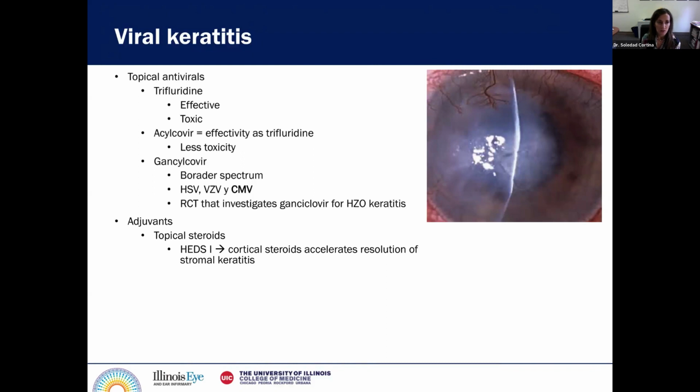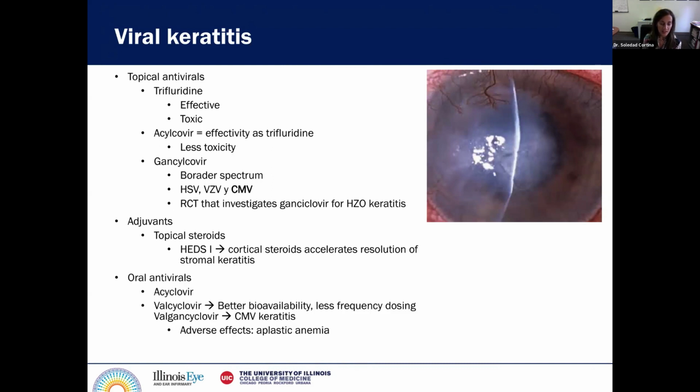Adjuvants for the treatment of viral keratitis, topical steroids. So the HEAD study, which is a study done several years ago, there were 2 of these studies looking at the treatment of viral keratitis or herpetic keratitis. And what we learned from this first study, the most important thing that we learned is that actually we do need to use topical steroids to help resolve stromal herpetic keratitis.